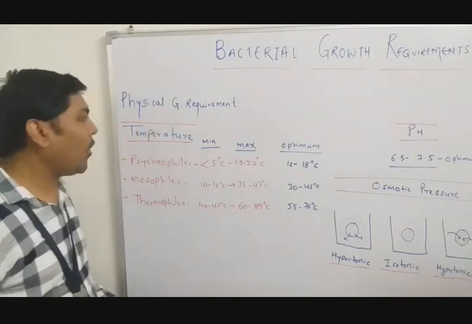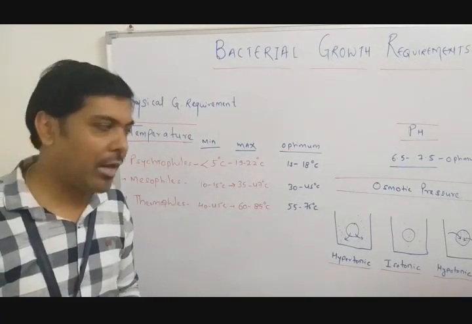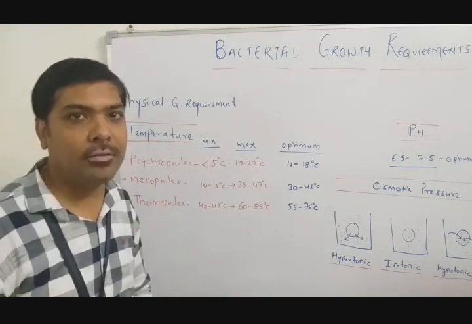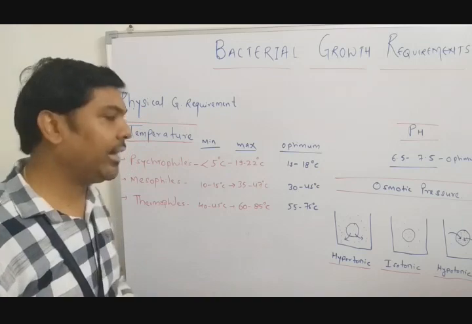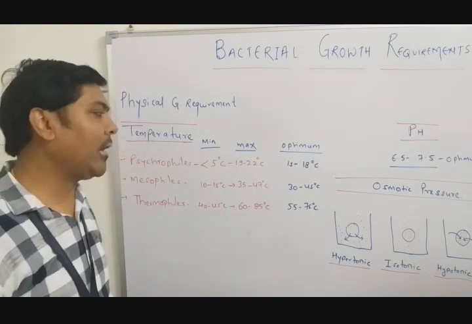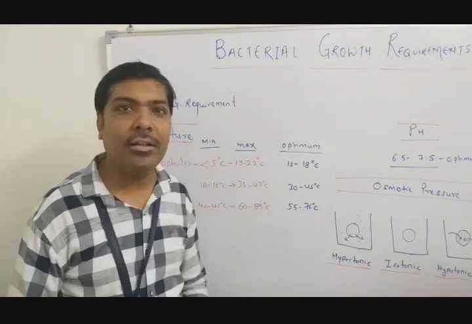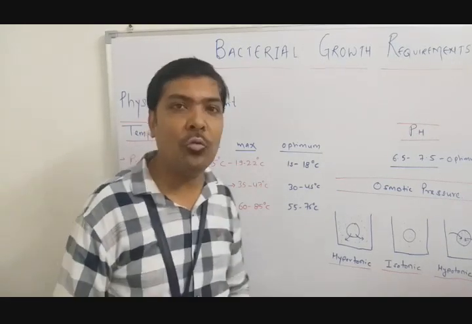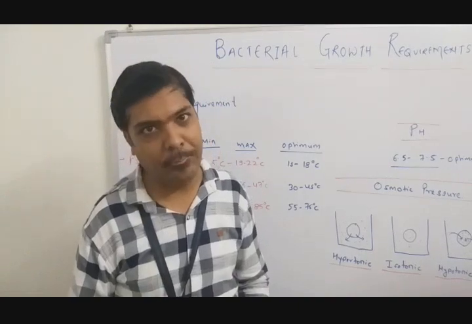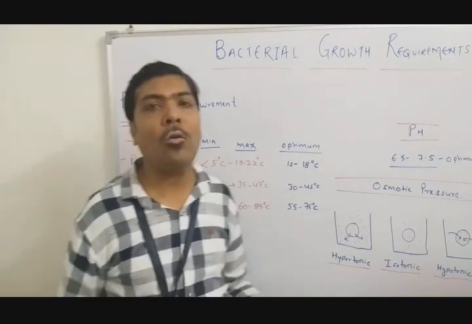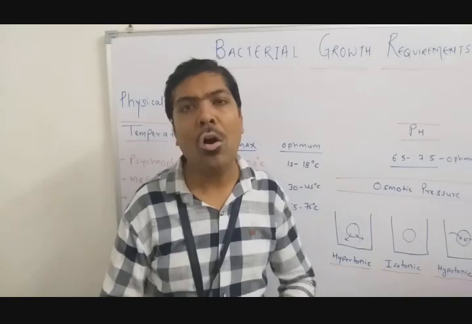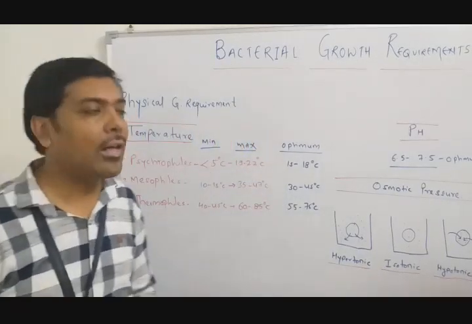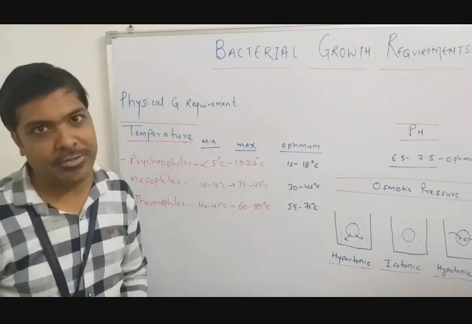The next category of bacteria, depending upon the temperature requirement, are the mesophiles. The minimum temperature requirement for the mesophiles is 10 to 15 degrees centigrade. The maximum temperature requirement is 35 to 47 degrees centigrade, and the optimum growth temperature is between 30 to 45 degrees centigrade. And it has been observed that if you talk about industrial microorganisms, or the maximum number of microorganisms, they come under the category of the mesophiles.